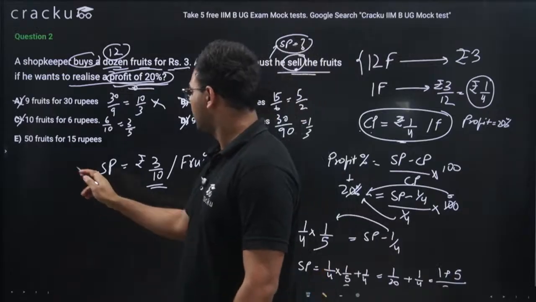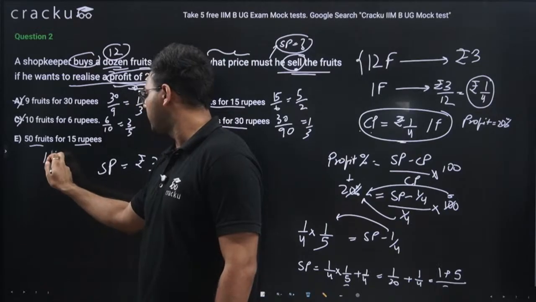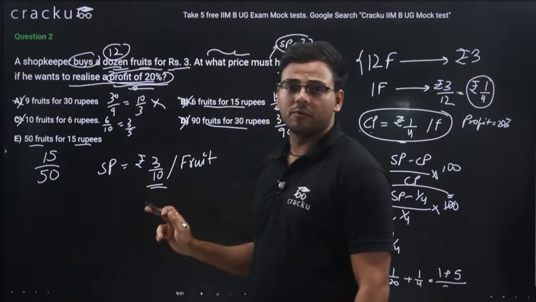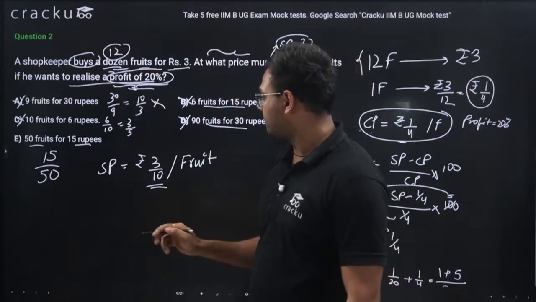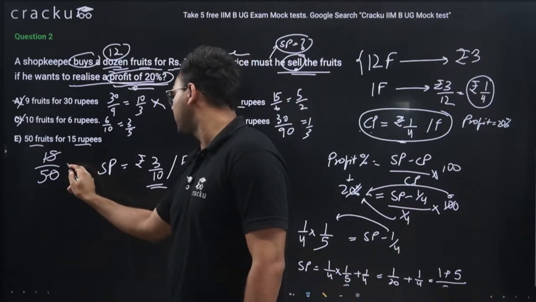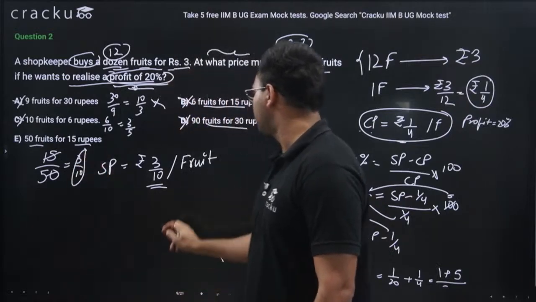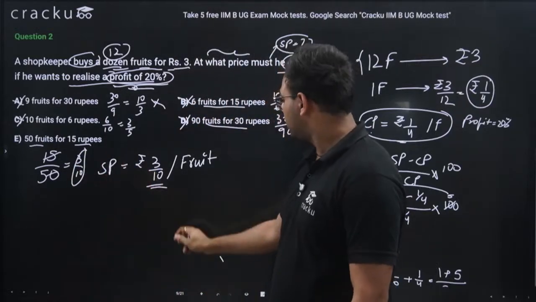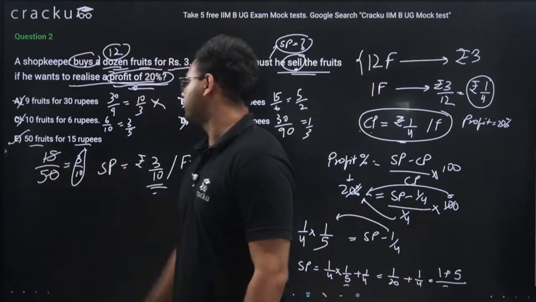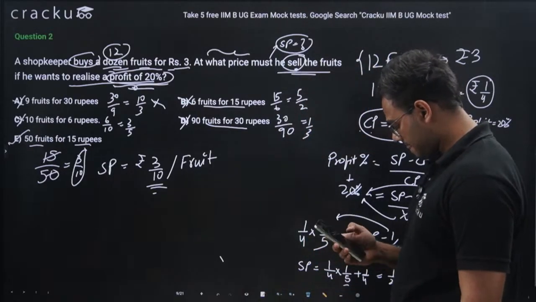Let's confirm this again. 50 fruits for 15 rupees means each fruit is 15 by 50. Both of them are divisible by 5, so 15 by 50 will become 3 by 10. The selling price in option E is rupees 3 by 10, as well as the required answer is rupees 3 by 10 per fruit. So the correct answer is option E. If you have any doubt, you can ask.